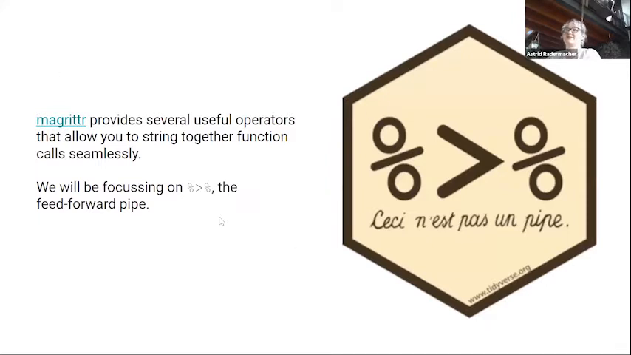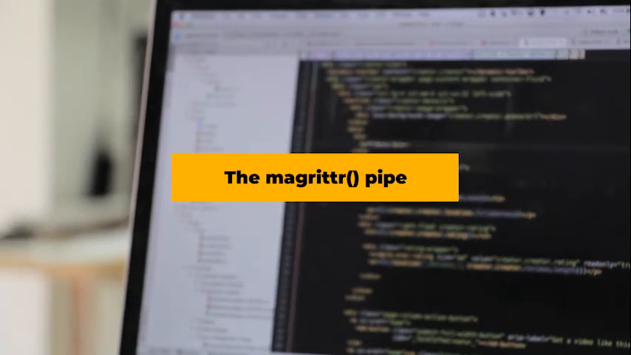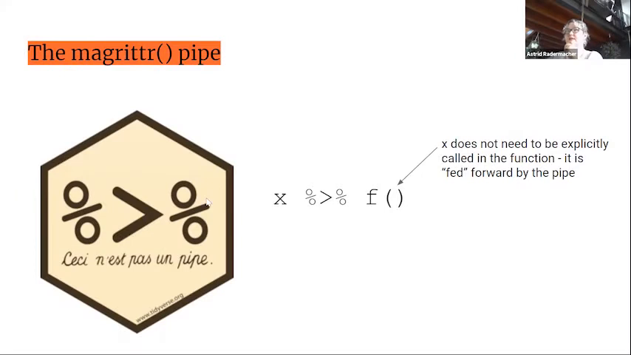magrittr is the sort of vein that runs through all of the tidyverse and TidyModels. It's a package that provides a bunch of useful operators, but the most useful, in my opinion, is this pipe. So it basically allows you to seamlessly string together function calls. And so I'm just going to spend a little bit of time fleshing this package out a bit more, because this is going to be really important when we get into our data cleaning and modeling steps. So basically, the way it works is to call the function f on an object x. You would feed x forward through the pipe operator into the function.